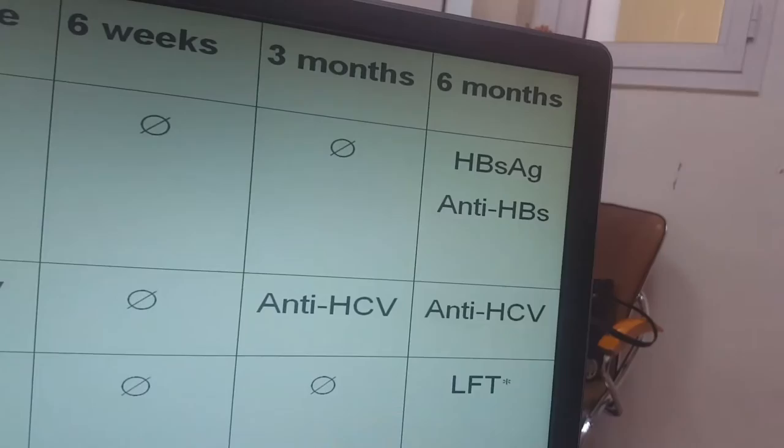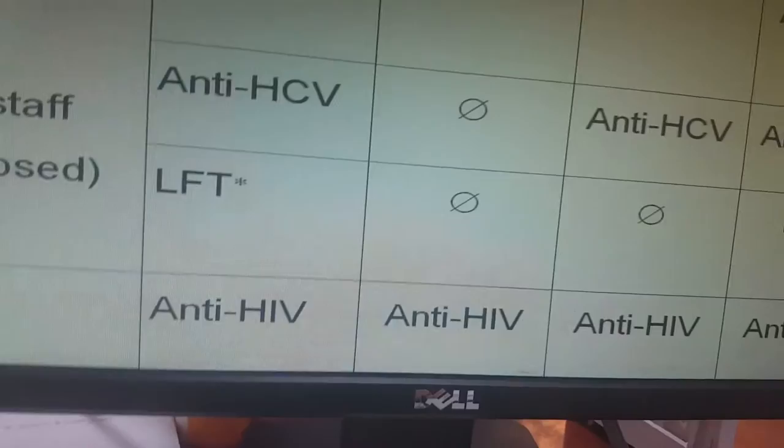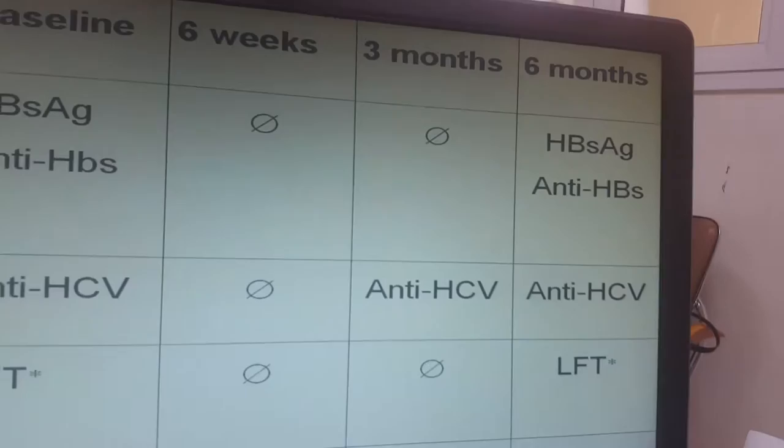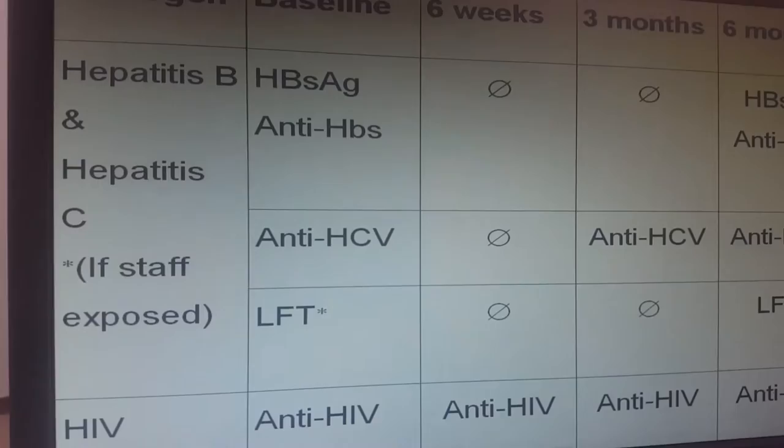For AIDS, also the baseline, then after 6 weeks you have to do it. This is 6 weeks. And you have to do it after 3 months. Then you have to do the anti-AIDS virus test again after 6 months. So this is the follow-up of the people exposed to needle stick with blood diseases.